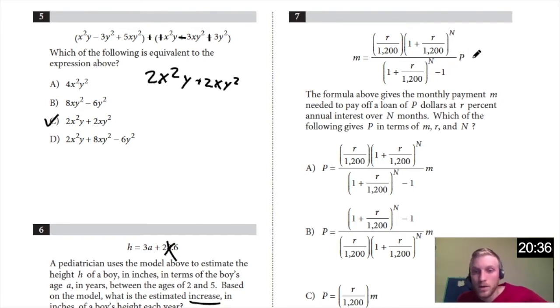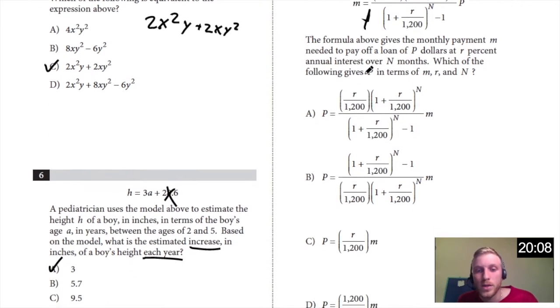Okay, so we want to isolate P. How can we do that? Well, first we need to get rid of this whole term next to it. So how can we do that? We can multiply both sides by the reciprocal of this term. The reciprocal means that we flip the numerator and the denominator, and we can multiply both sides of the equation by that to isolate P. So in other words, we're going to have this on top. The whole denominator will become the numerator, and it will all be multiplied with M. So let's see which equation looks like that.